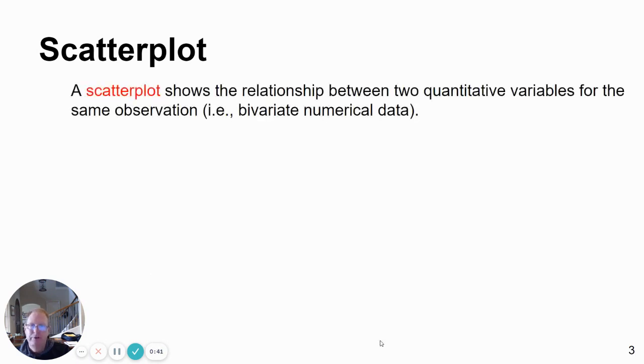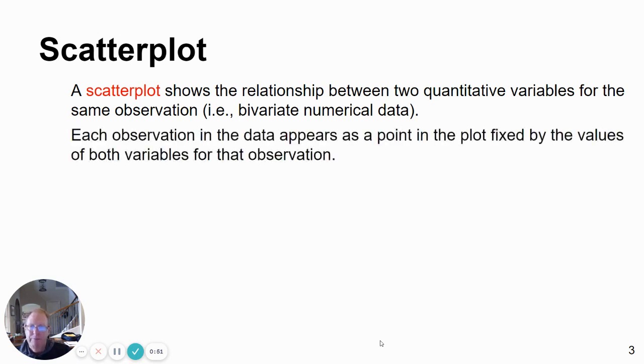So a scatterplot shows the relationship between two quantitative variables for the same observation. We call this bivariate data or sometimes paired data. Each observation in the data appears as a point in the plot fixed by the values of both variables in that observation.